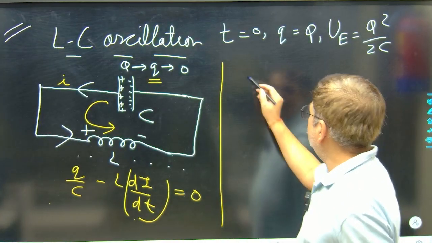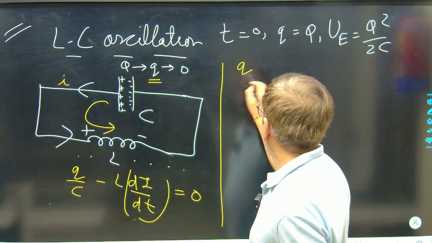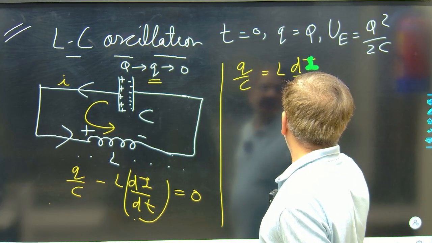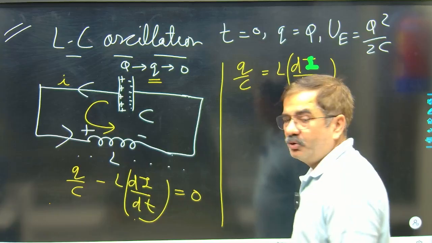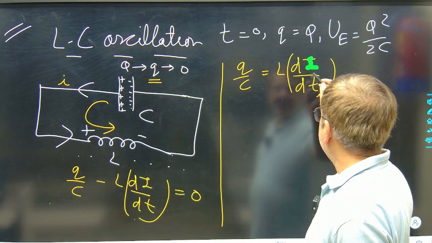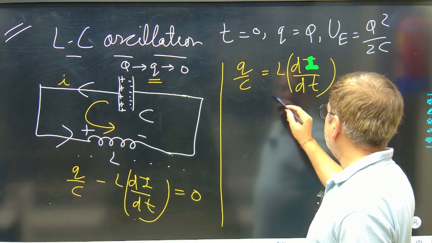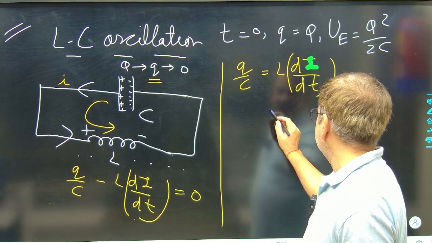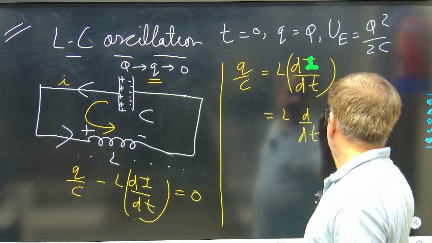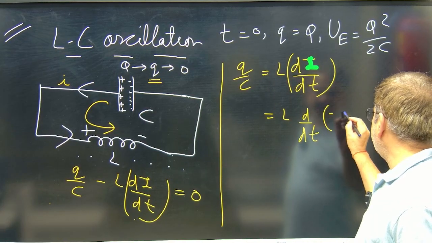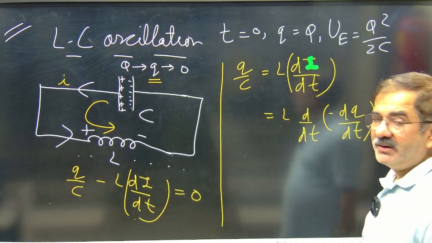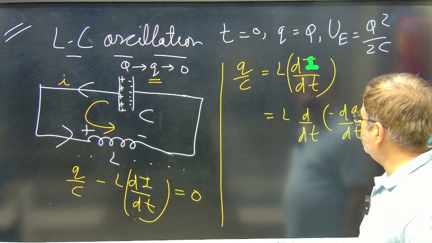Further, I will say that q by C is equal to L times di by dt. This arrangement we can make. Now, I will try to express this current in terms of charge flow. I can also say that it is L d by dt of I. What is I? I is minus dq by dt. Why is it minus dq by dt?